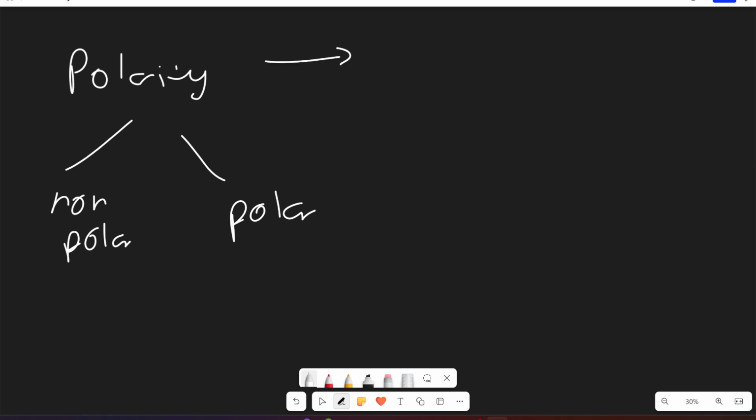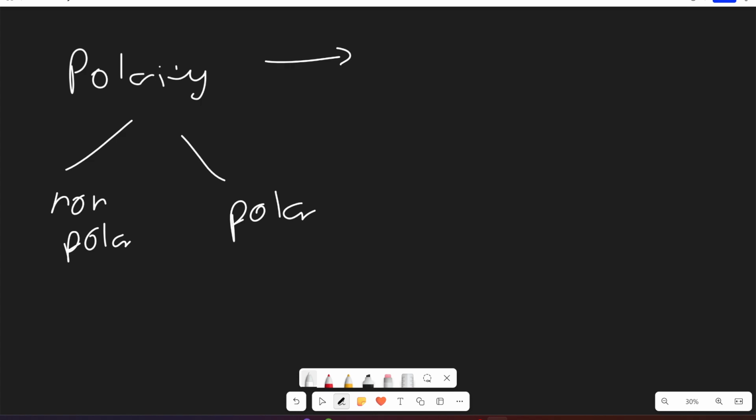Polarity, essentially, when we talk about it, we usually say there's a net partial positive or negative charge on a molecule because of the uneven distribution of charge.